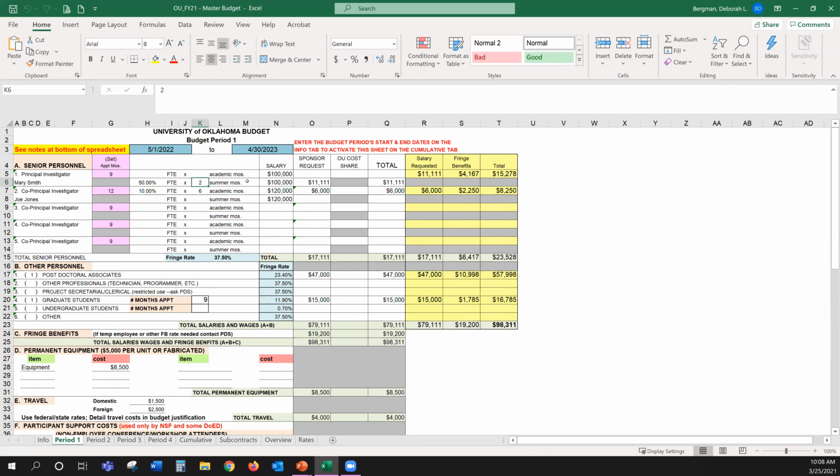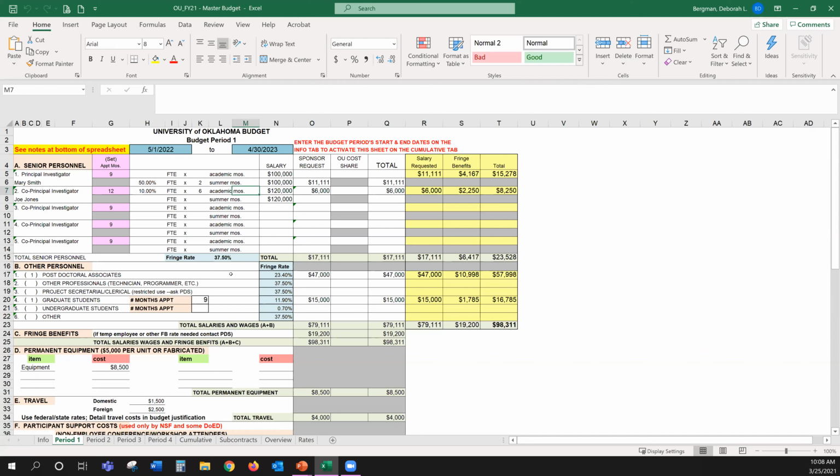Joe Jones has a 12-month appointment, so his would always be entered as academic months. The spreadsheet is already populated with OU fringe rates and will automatically calculate the salary and fringe being requested. You can see the fringe over to the left, to the right there.